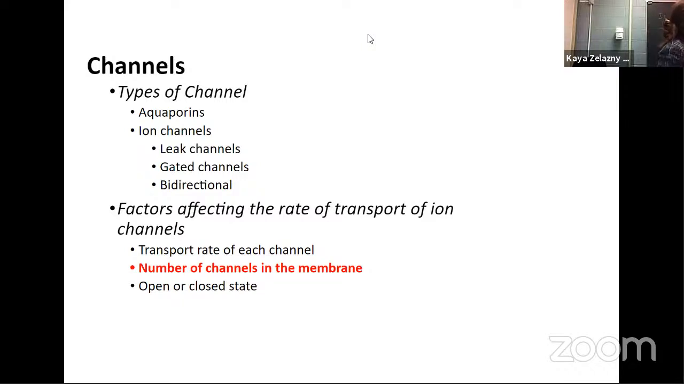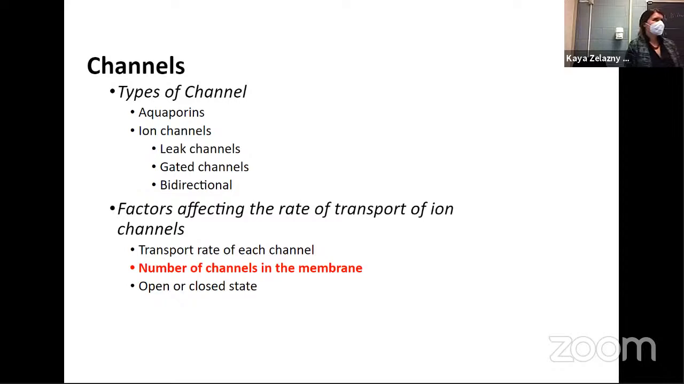So we have a couple different types of channels we might talk about. When we're not talking about ion channels, we'll be talking about aquaporins usually. So aquaporins are channels that allow water to move across the membrane. When we talk about the ion channels, we can also break them down. Some channels we call leak channels, that are going to allow a little bit of ion to leak out of cells, basically.